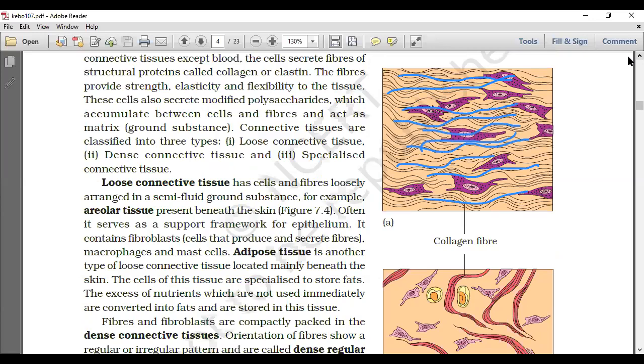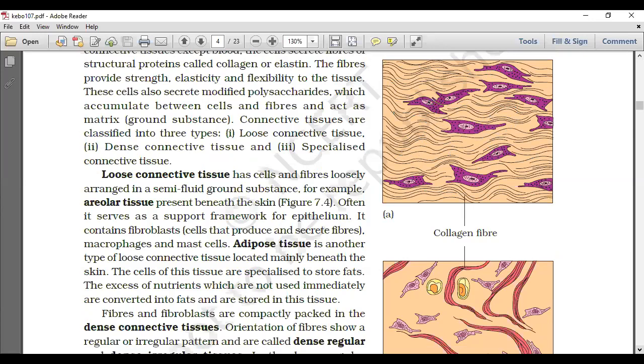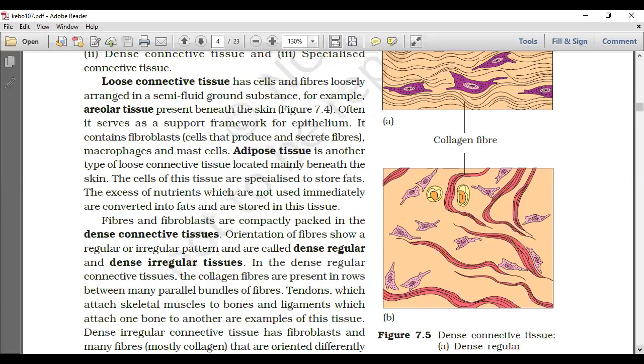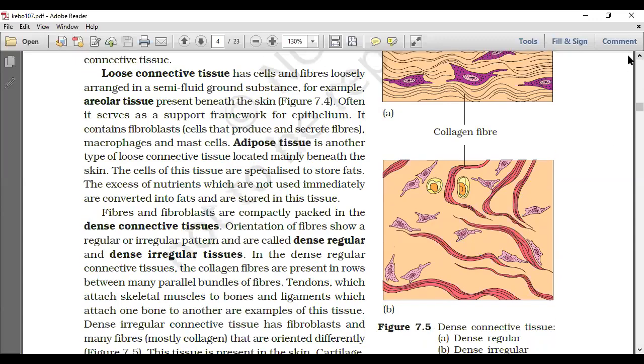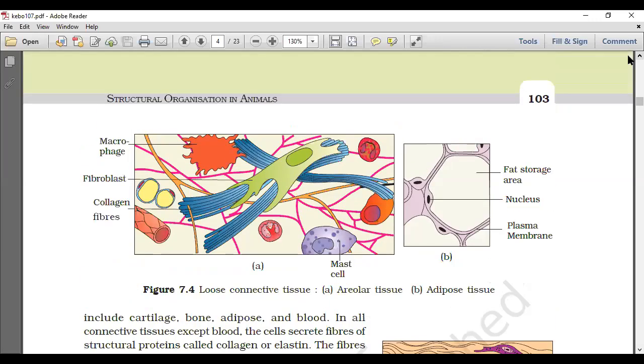In the dense irregular, the collagen fibers are arranged in irregular bundles, not in parallel bundles, as you can see there. These two diagrams are to be remembered. And this is areolar connective tissue, which is a very famous and regular diagram in examinations.